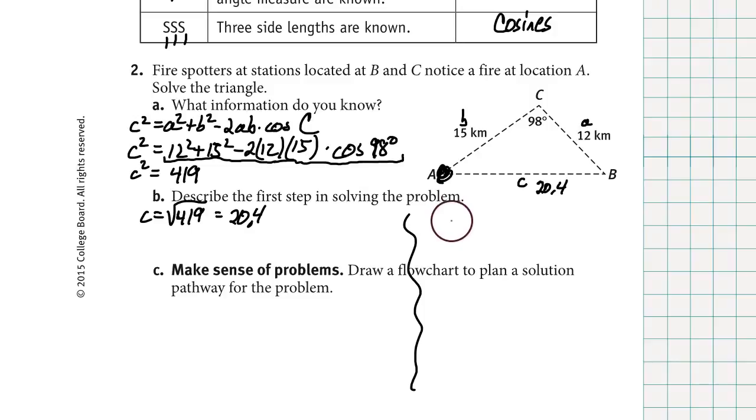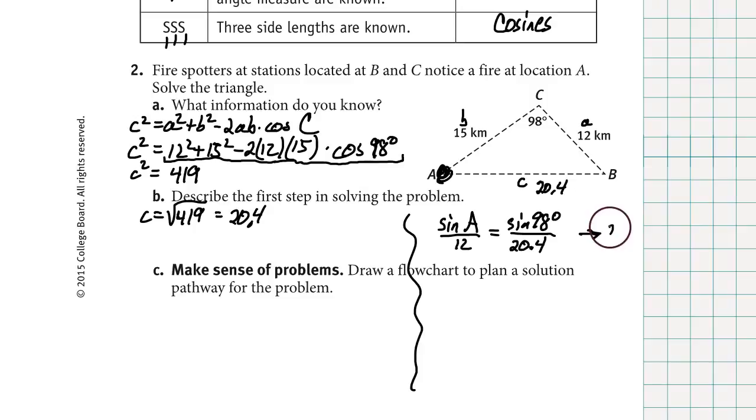Let's focus in on the letter A. We can say sine of capital A is to lowercase a, which is 12, as the sine of capital C, that's 98 degrees, is to lowercase c. See, now notice with the law of sines, you only have one missing variable. Let's solve for capital A.